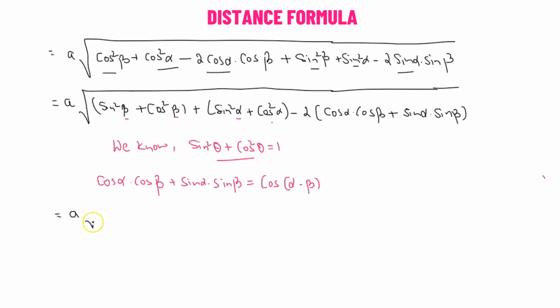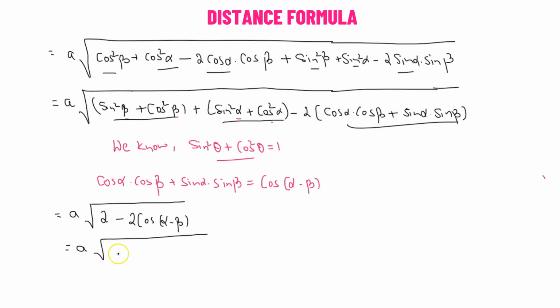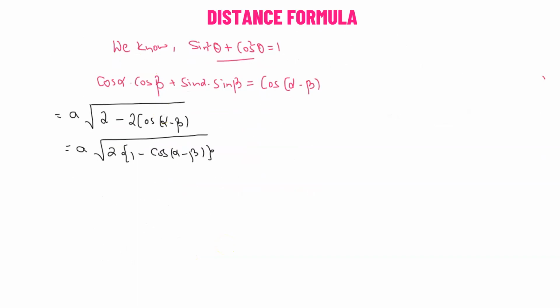Now we have a times square root of, since this identity is 1 and this value is also 1, they get added to give us 2. So we have 2 minus 2, and this will now be replaced with cosine of alpha minus beta. Fine. Now what we can do is take 2 as the common factor. So we have square root of 2 times 1 minus cosine of alpha minus beta. The reason why we took 2 as the common factor is that now we can employ the identity that 2 times sine squared theta over 2 corresponds to 1 minus cosine of theta. So here theta is alpha minus beta.